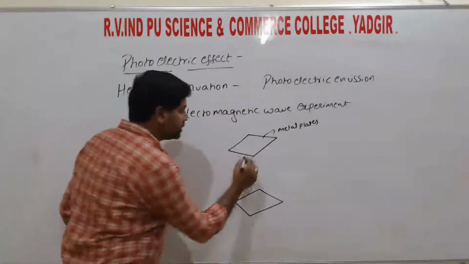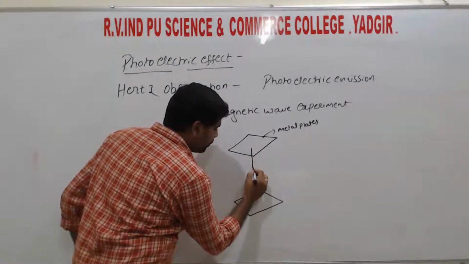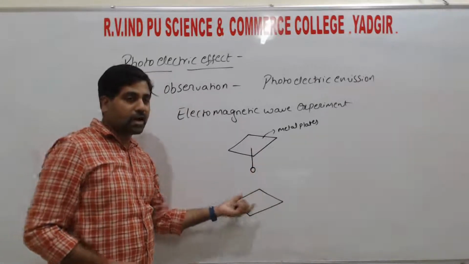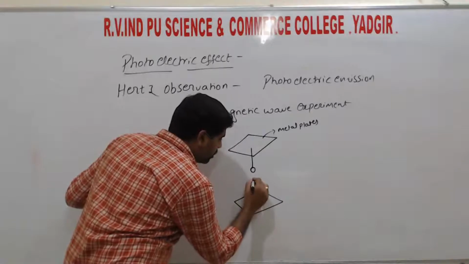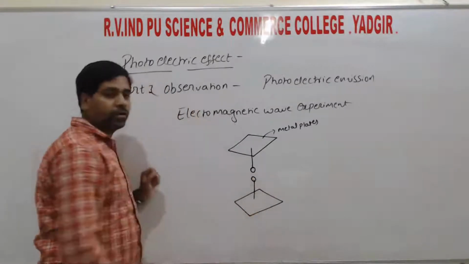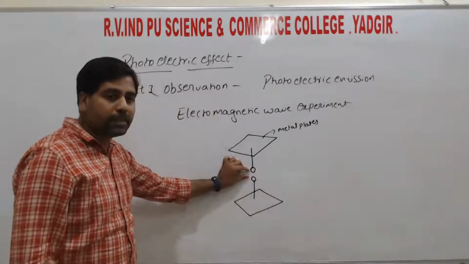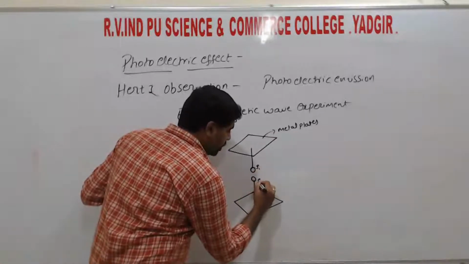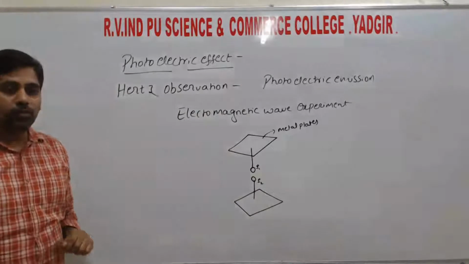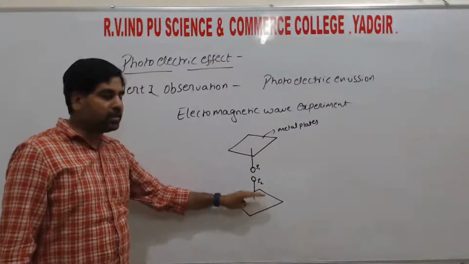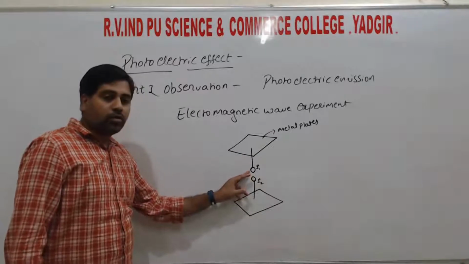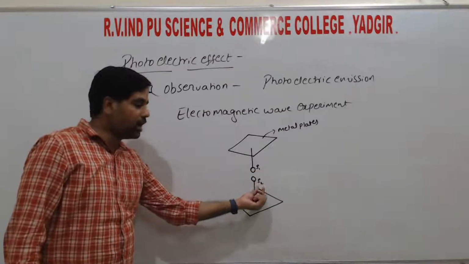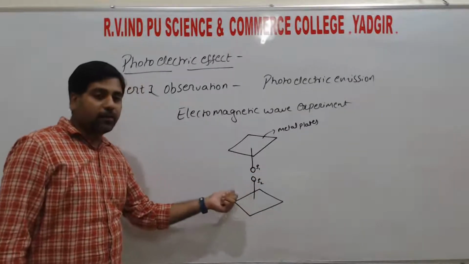From these two metal plates, he placed one spherical metallic ball with the first plate, and also placed another metallic ball with plate 2. A small gap is kept between these two metal spheres. We call this one metal sphere S1 and this one metal sphere S2. First he considered the two plates, then from these two plates he connected the two spherical metal balls, S1 and S2. This is the experimental setup.